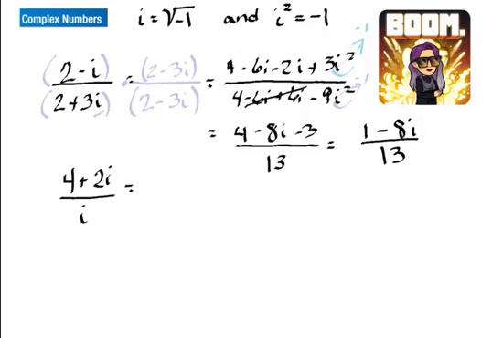Beautiful answer. It's fine. A lot of times they want you to separate this into the real part and the imaginary part. So what they're looking for is they want you to break it down into 1 over 13 minus 8 over 13i. And that way you can see that this is the real part and this is the imaginary part, because that's kind of important to us.